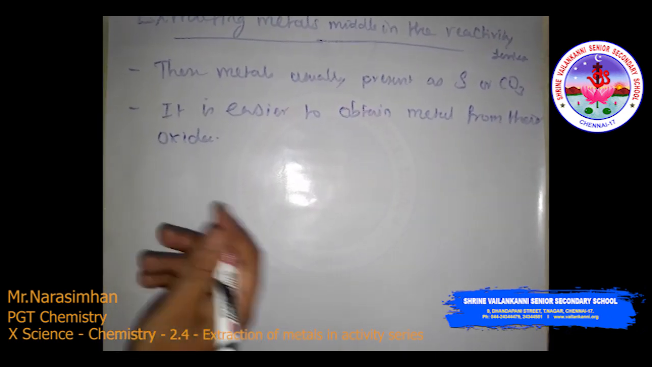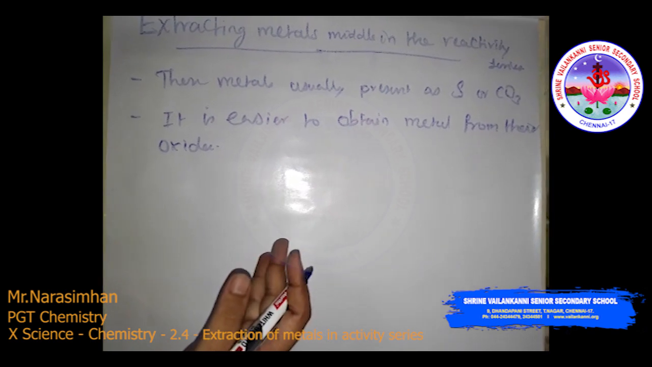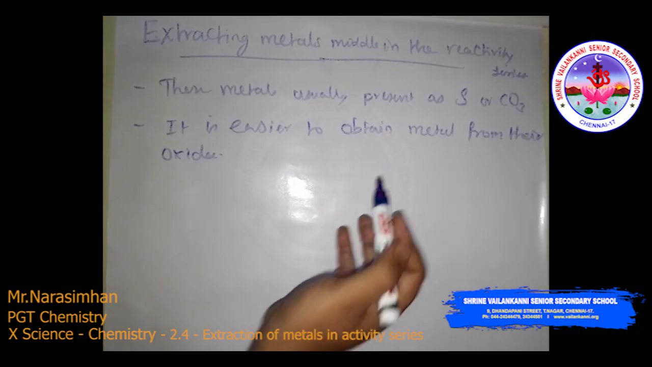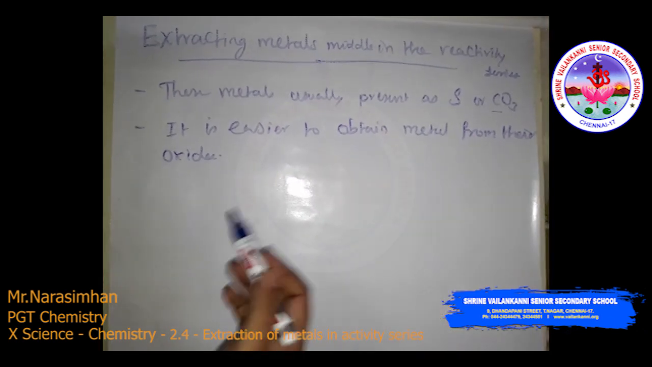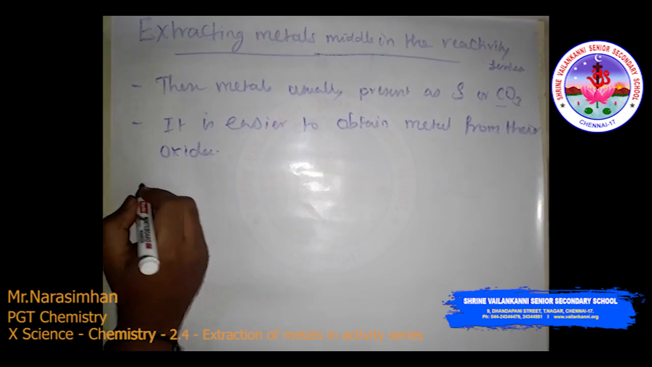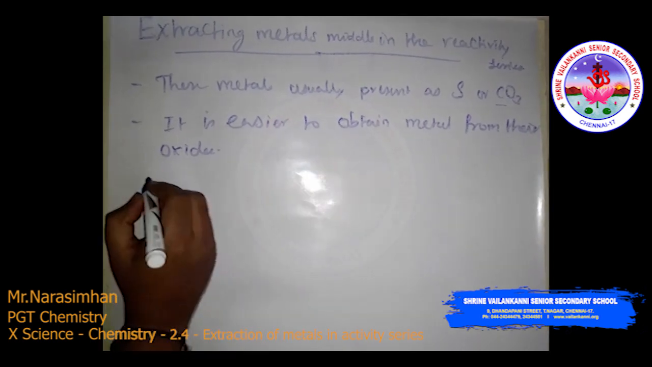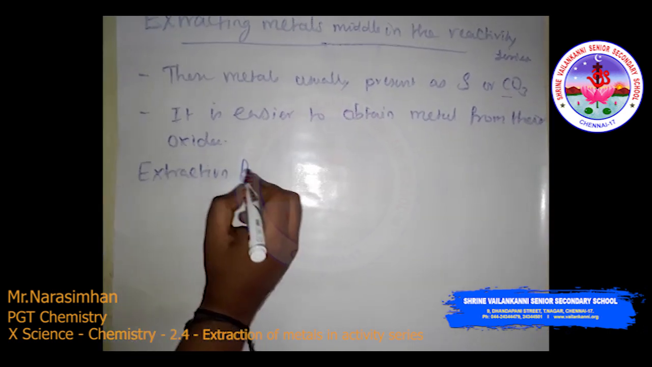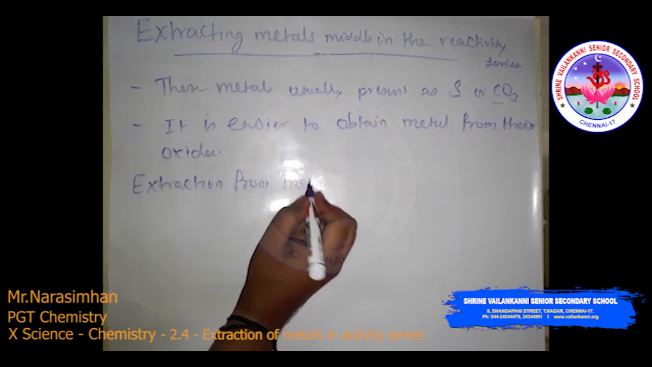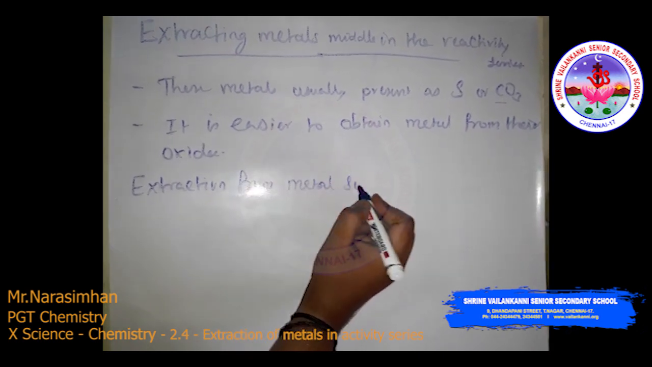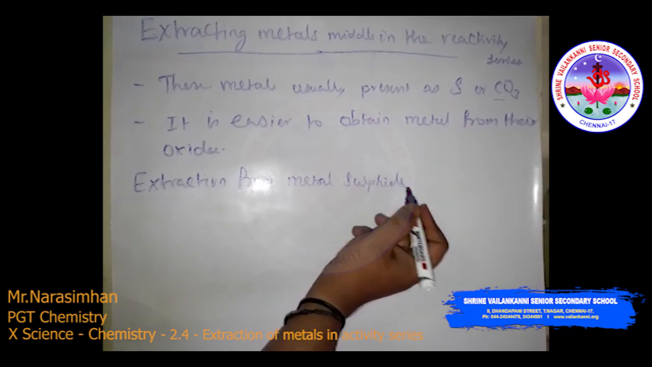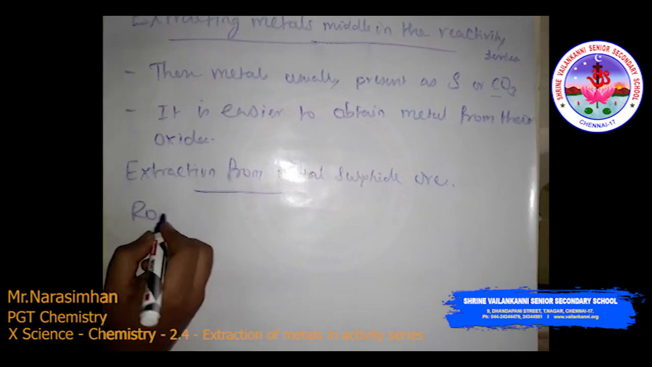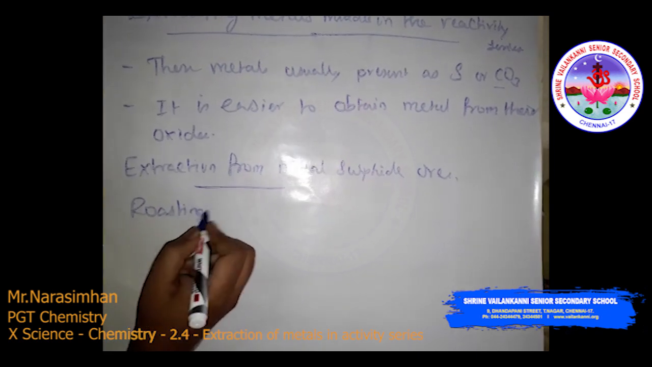So for example, extraction from metal sulfide ore is by roasting. Carbonate ores we are going to treat by the calcination process. First, we will see the extraction from metal sulfide ore. That is the roasting process. Its name is the roasting process.